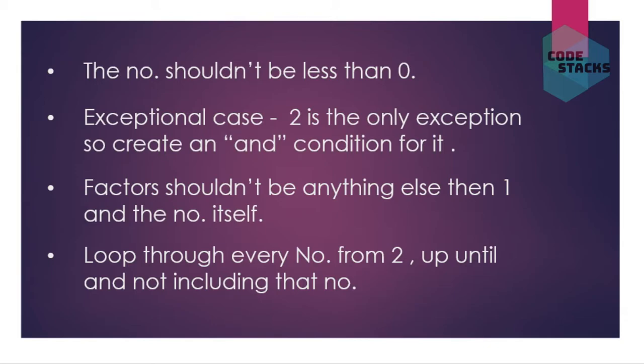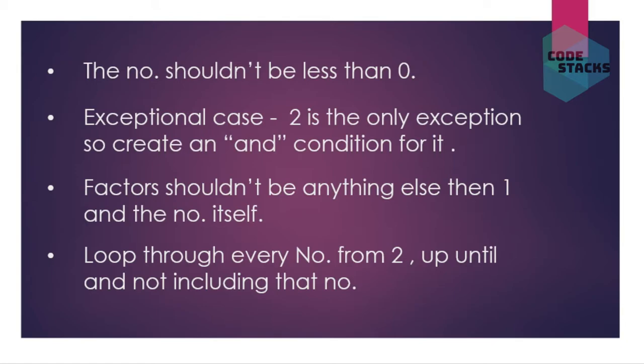So the conditions are that the number shouldn't be less than 0. Obviously, if the number is less than 0, then it's a negative number and negative numbers are not prime. So we only want positive numbers. Now we have an exceptional case of 2. So 2 is the only exception, so create an AND condition for it. You will be seeing it shortly, but for now just understand that 2 is an exceptional case.